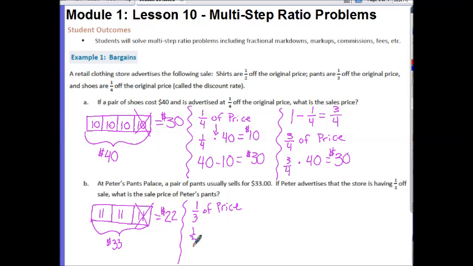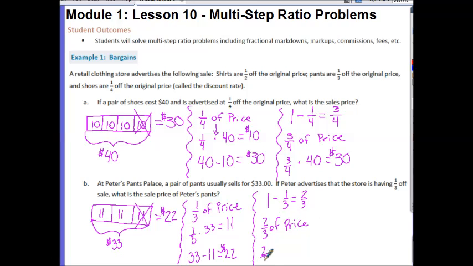So that means 1/3 times our price of $33, which gives us 11. And then I'm going to subtract the 11 because it is 1/3 off the price, and that gives us $22 as well. And then our third method, we know that if you take 100% of the item and take away 1/3 of it, you're left with 2/3 of the item.